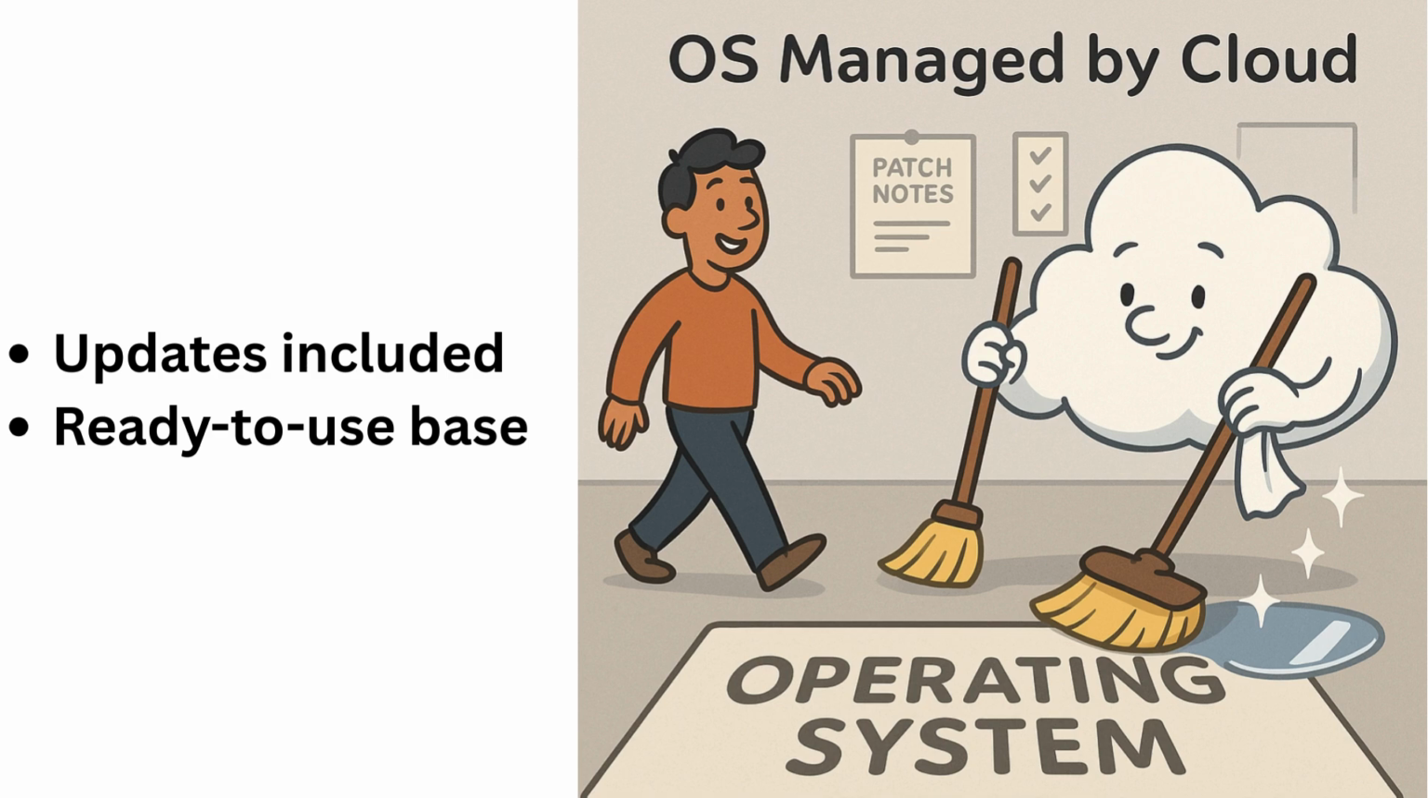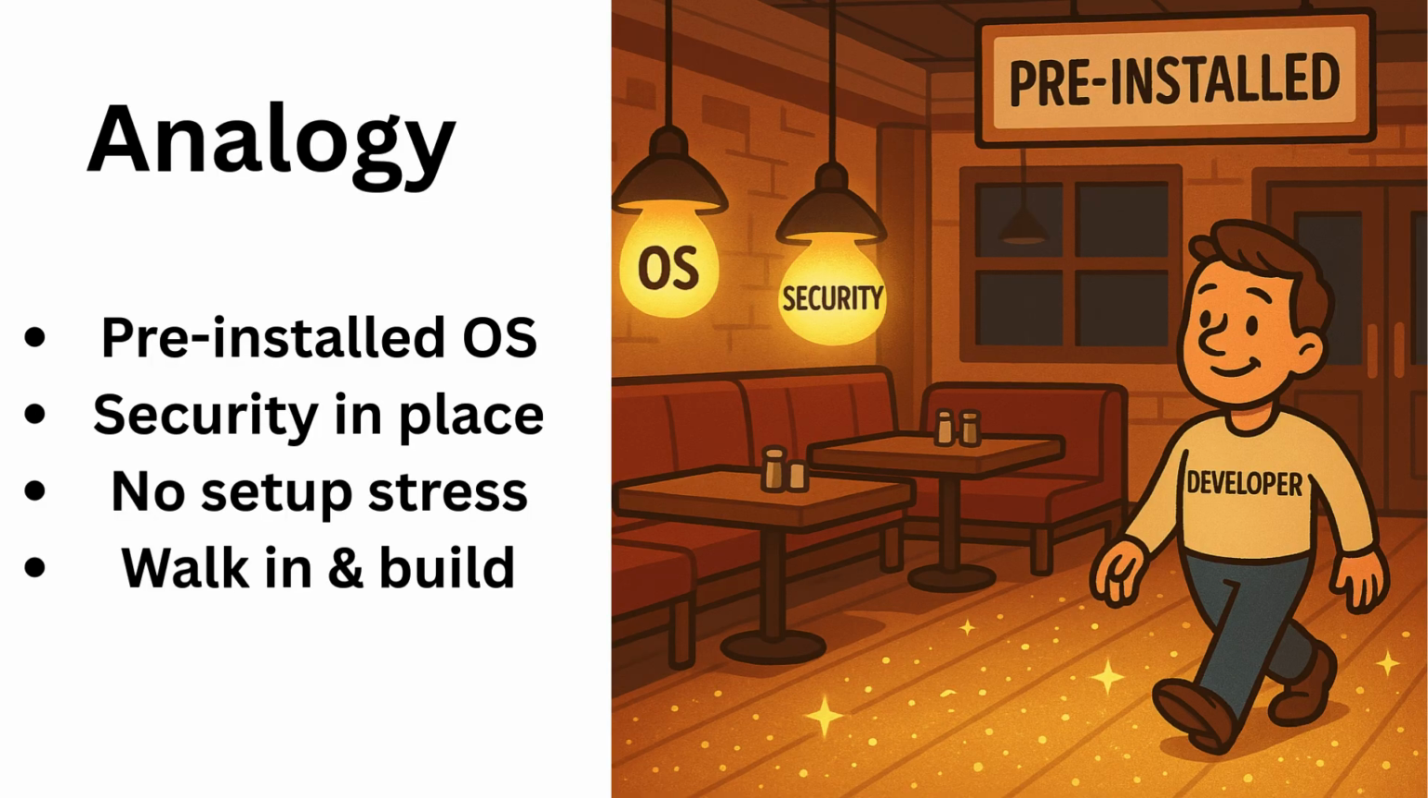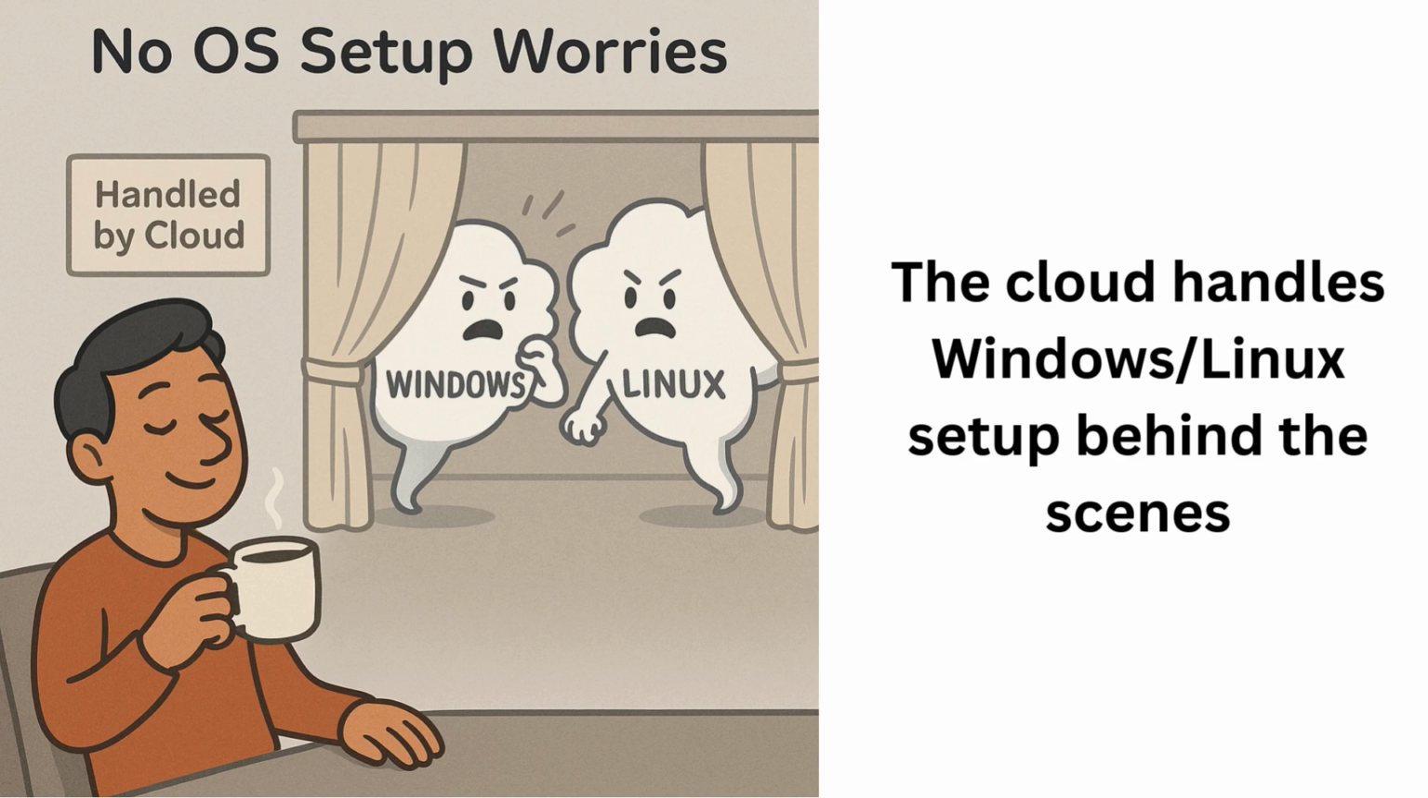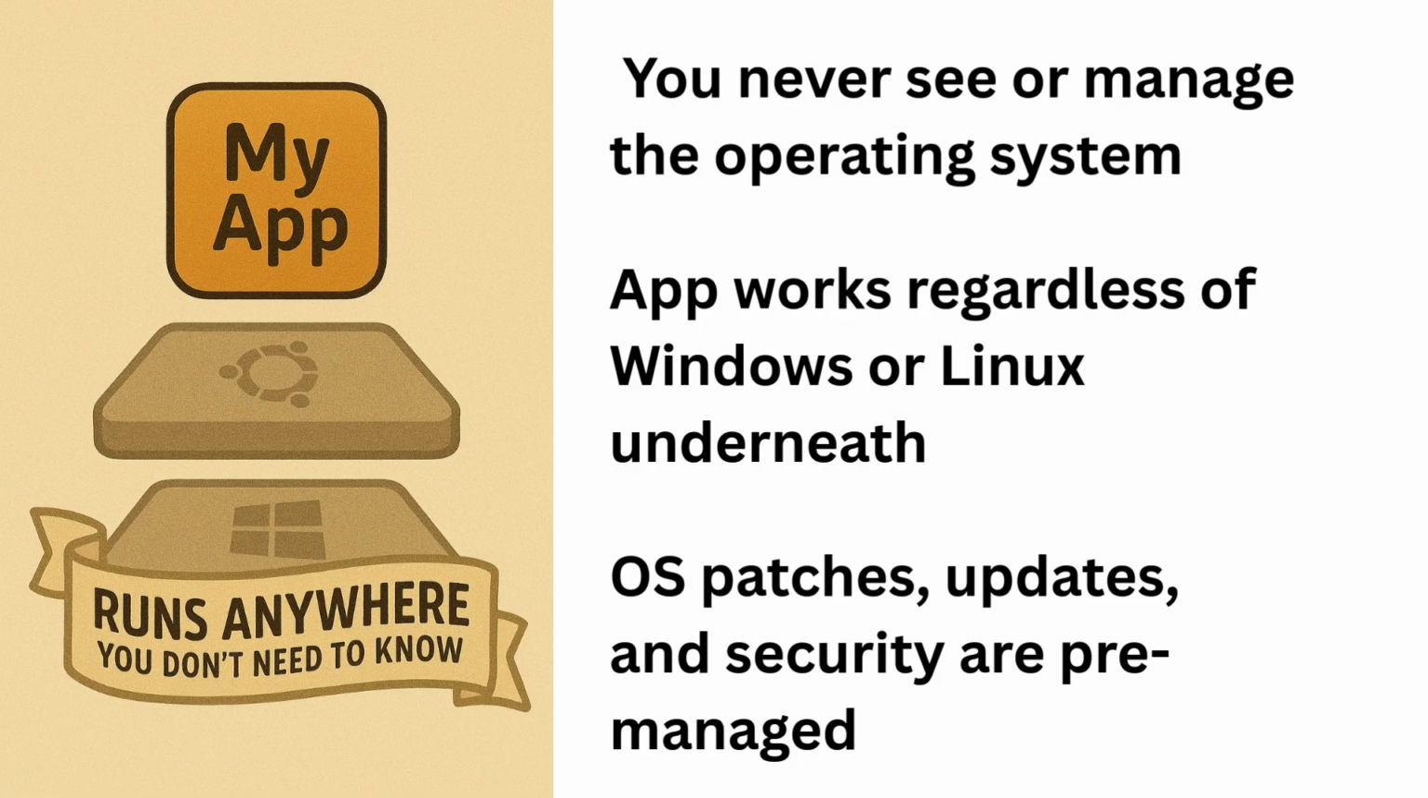Operating system, managed by cloud provider. Analogy, restaurants' flooring and lights, pre-installed. OS patches, updates, and security are handled for you. You don't worry about Windows/Linux setup. Example, you don't know if your app runs on Ubuntu or Windows, and you don't need to.